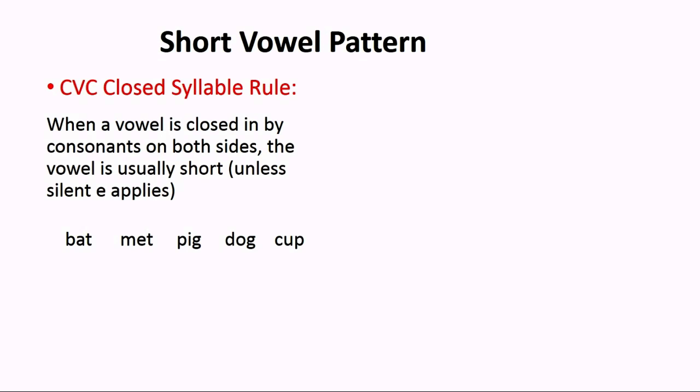The CVC closed syllable rule is the short vowel pattern. When a vowel is closed in by consonants on both sides, the vowel is usually short unless silent E applies. So if you were to look at words like bat, met, pig, dog, cup, it's going to be short a, short e, short i, and so on. For a lot of kids with reading problems, it just sounds like blah, blah, blah, and they don't understand what you're talking about. What is a vowel? What is consonants closed in by consonants? What is short? What is silent E? They're just sitting there with all these abstractions being told to them, but they don't understand it.